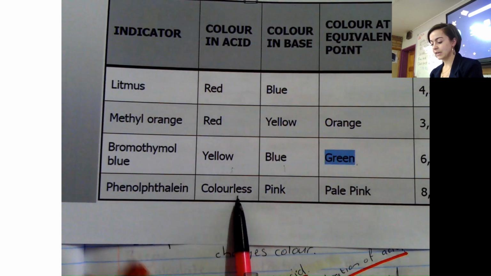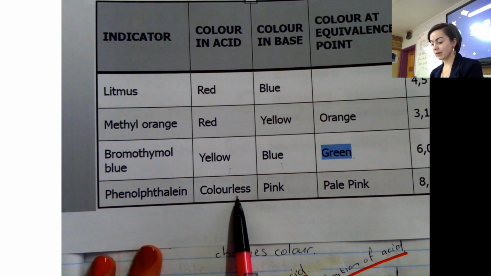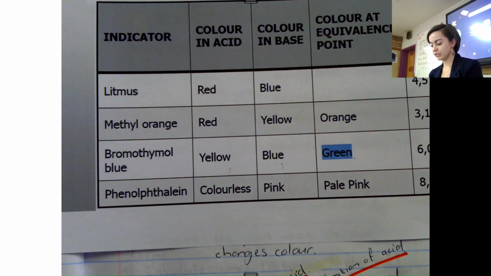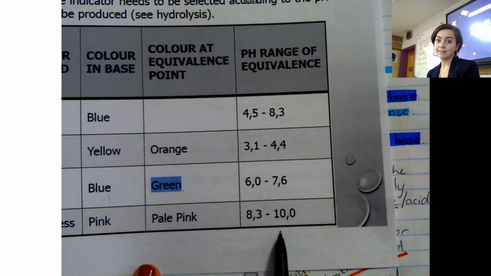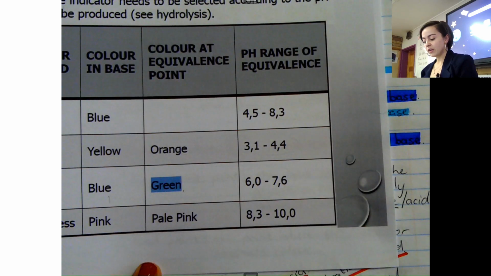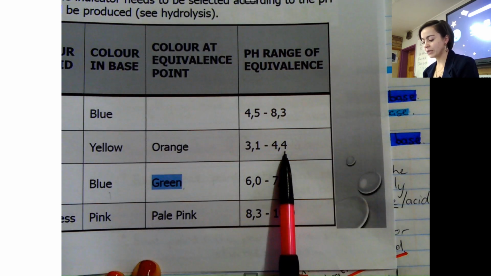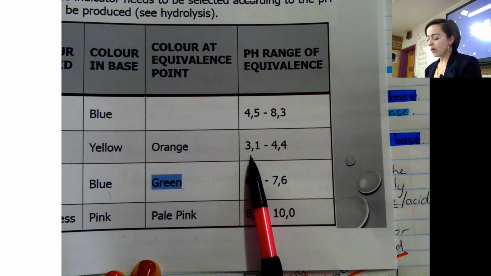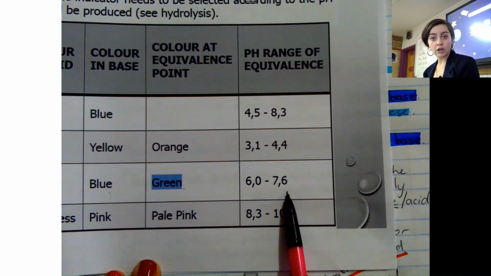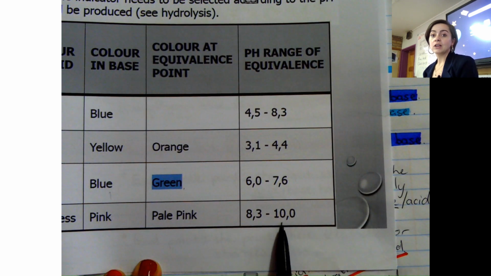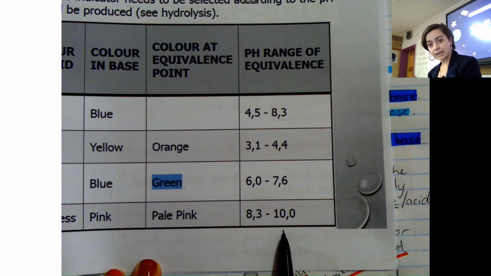Phenolphthalein is colorless when it's in an acid, pink when it's a base, and pale pink when the equivalence point has been reached. And that equivalence point is slightly basic. So do you see that the reason I use methyl orange when it's a strong acid weak base is because its endpoint is slightly acidic? Why do I use bromothymol blue when it's a strong acid and strong base? Because its endpoint is neutral. And why do I use phenolphthalein when it is a strong base, weak acid? Because its endpoint is slightly basic.